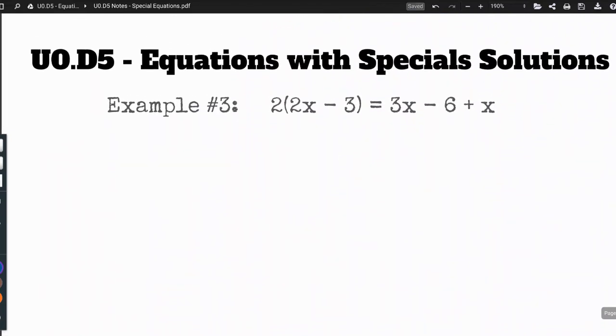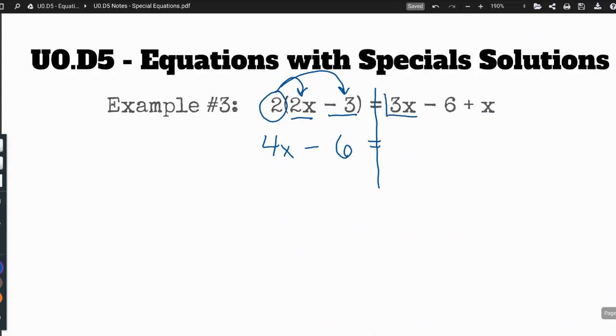Let's take a look at example 3. We're starting to get a little bit more involved here. We have more of our multi-step equation happening, keeping in mind what we now know about special equations. In example 3, I see my equal sign, and I see that I have a little bit of work to do on both sides. On the left-hand side, I need to distribute the 2. I have to take 2 times 2x, which is 4x, and then I have to take 2 times negative 3, which would be a negative 6. So it would represent 4x minus 6.